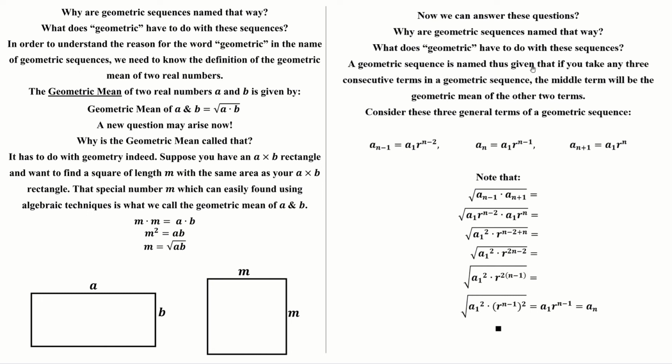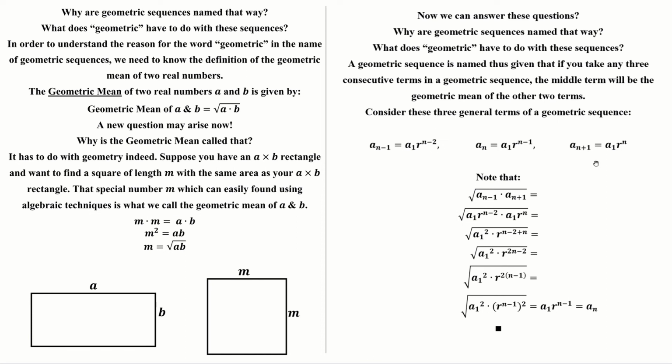A geometric sequence is named thus given that if you take any three consecutive terms, such as the ones that I show here, in a geometric sequence, the middle term will be the geometric mean of the other two. So in other words, here are three very general terms of a geometric sequence, and as you can see, the a sub n minus 1 is the one that comes right before a sub n. And for any term, you know that it's going to be the first term, a1, times the common ratio to the power of 1 less than the term number. So what's 1 less than n minus 1? n minus 2.